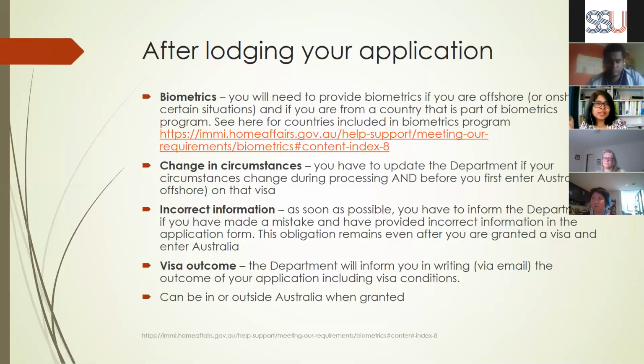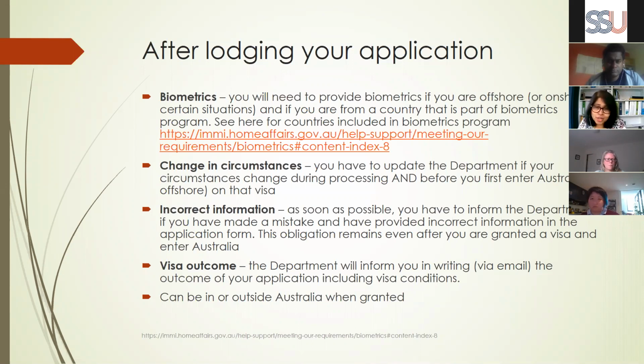The other thing is incorrect information. As I told you before, don't lie in the application form, provide correct information all the time. As soon as possible, you have to inform the department if you have made a mistake. As soon as you learn that you have provided incorrect information for some reason, you have to update the department. Sometimes it might even affect your application, but still you have to do that. This responsibility remains even after you enter Australia or your visa is granted.